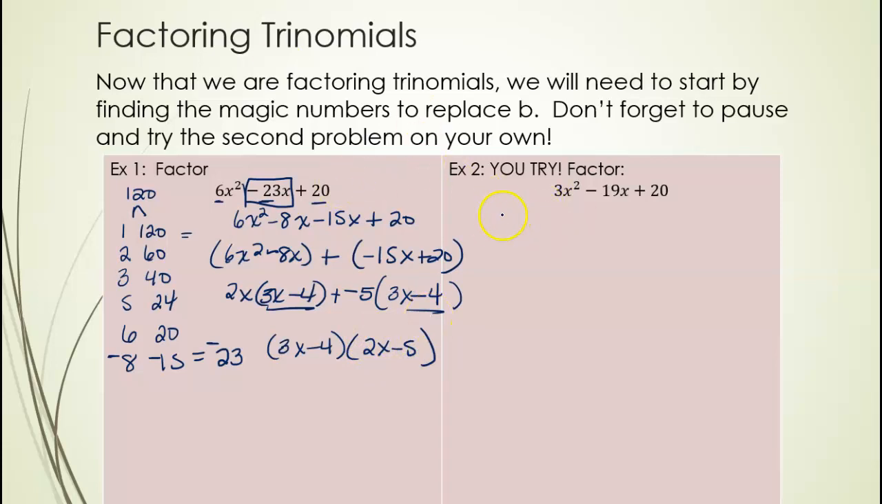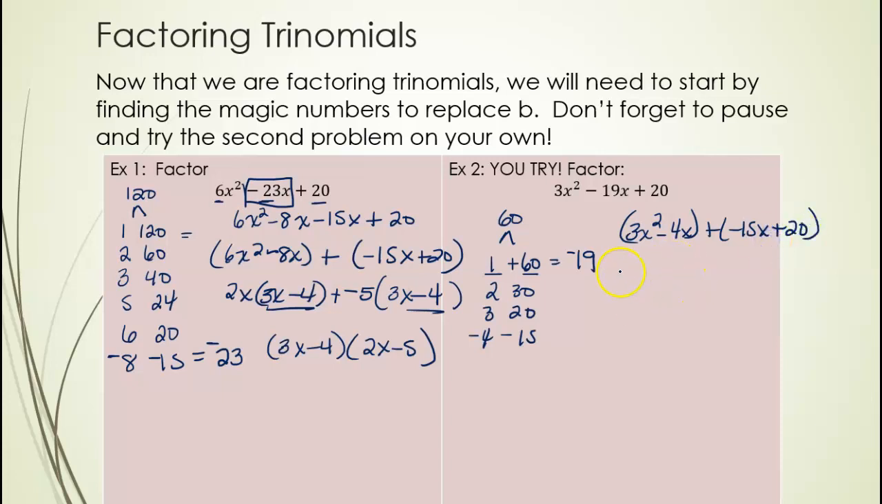You should have started by multiplying 20 times 3 and getting 60, and then you were looking for two numbers that multiplied to be 60 and added to be -19. Let's see, 1 and 60 isn't going to work, 2 and 30, 3 and 20, 4 and 15 might. Yep, 4 times 15 is 60, and -4 and -15 makes -19. So you should have rewritten this as 3x squared minus 4x in the first group, plus -15x plus 20 in the second group.